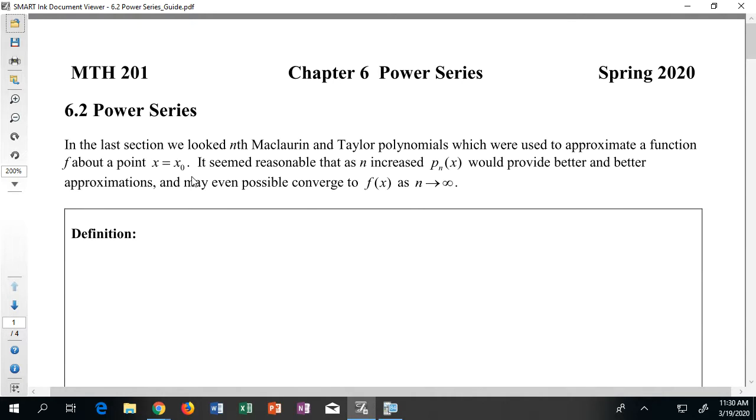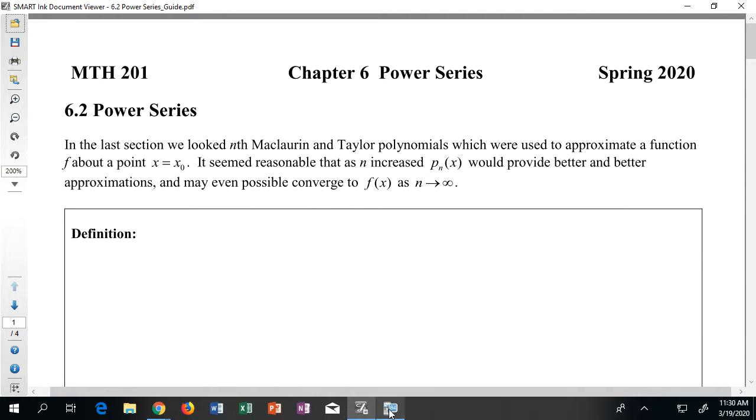It seemed like it was the case, and we looked at a lot of things on the calculator, that as the n increased, the degree of the polynomial got bigger, our approximating polynomial kind of covered the curve more and more and more. It made the approximations, as I state here, better and better and better. And one of the questions that we would have then is, well, what if n went off to infinity?